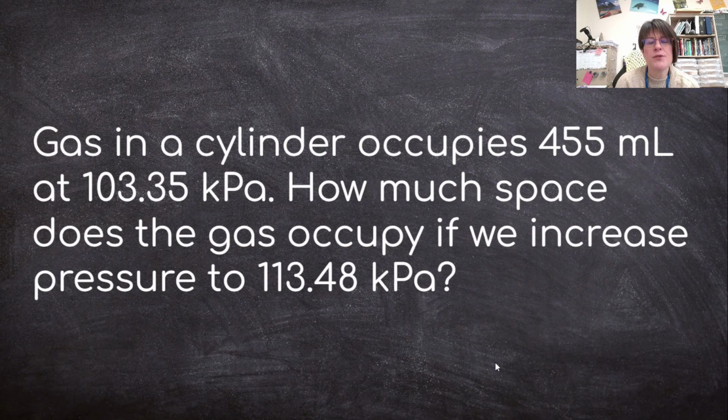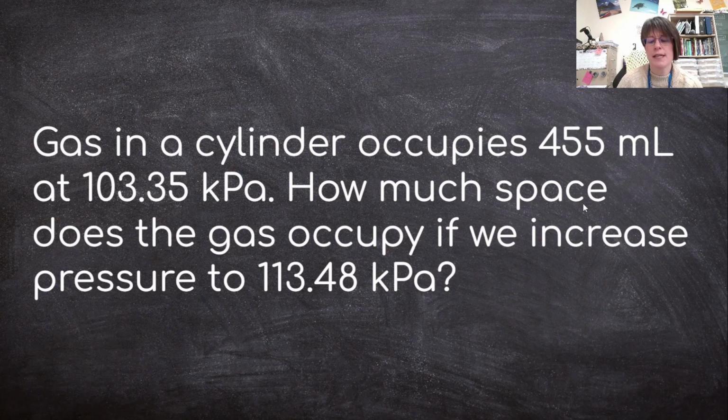A problem we might see using Boyle's law is a gas in a cylinder occupies 455 milliliters at 103.35 kilopascals. So here we see the initial volume, V1, and pressure, P1. How much space does the gas occupy if we increase pressure to 113.48 kilopascals? So we have our second pressure, and we want to be able to calculate the volume, because volume is how much space something takes up.